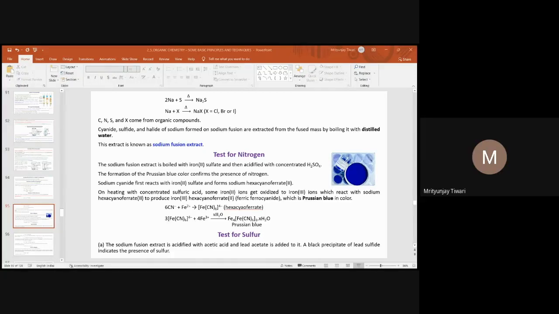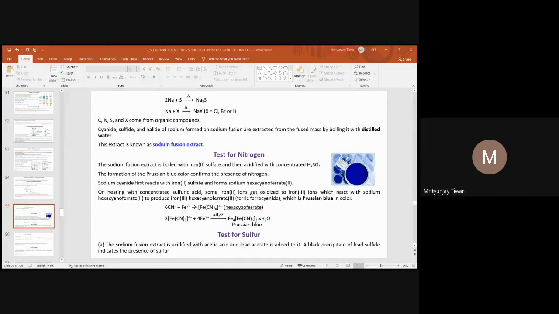So x is equal to plus 4. So the oxidation state of iron in the hexacyanoferrate is +2. Now what we also see is that when H2SO4 is added, H2SO4 also oxidizes some of the iron, the Fe2+ into Fe3+, and this Fe3+ can interact with this, and it forms this complex.